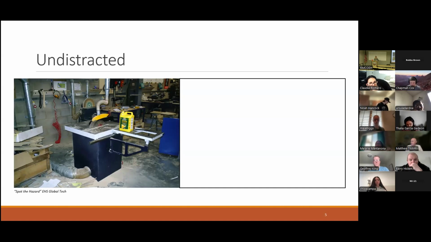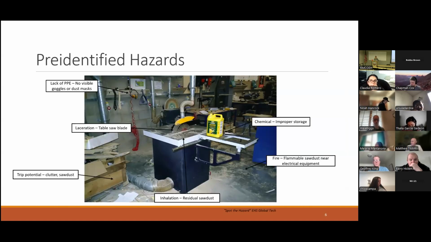Yes, I agree. So this image was not from the study. I just searched for images because the study didn't really give many examples. And these were just some hazards I identified, and then I also asked ChatGPT to identify a few. And so the next one is going to be the distracted group.